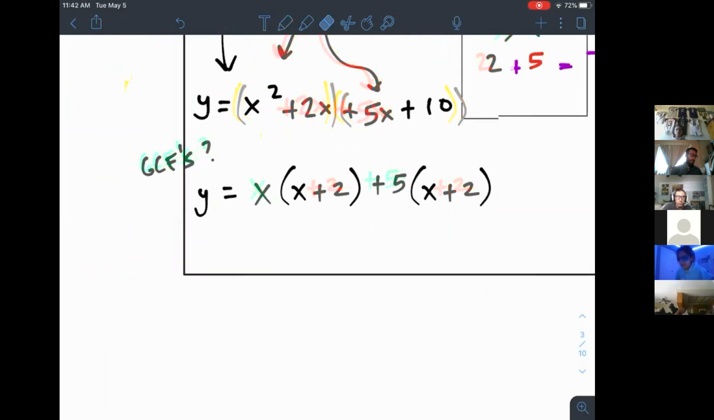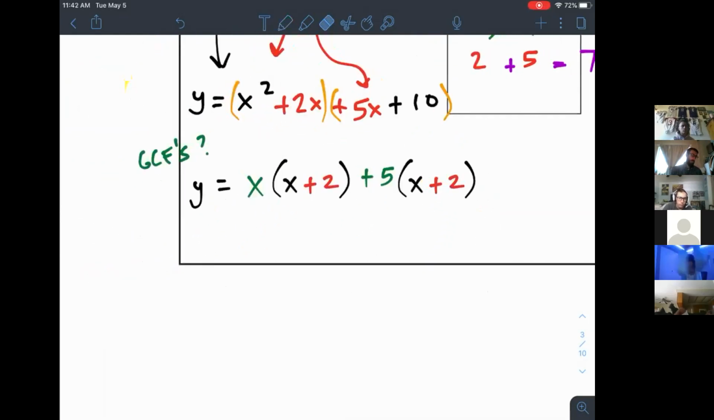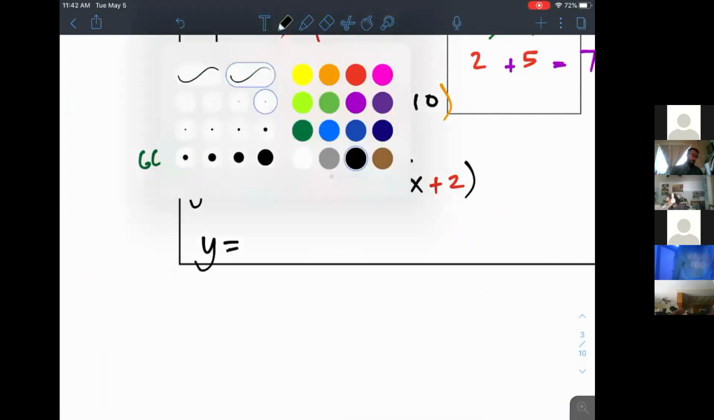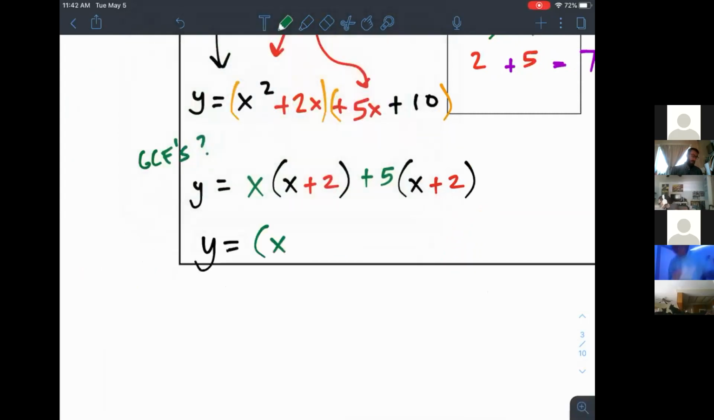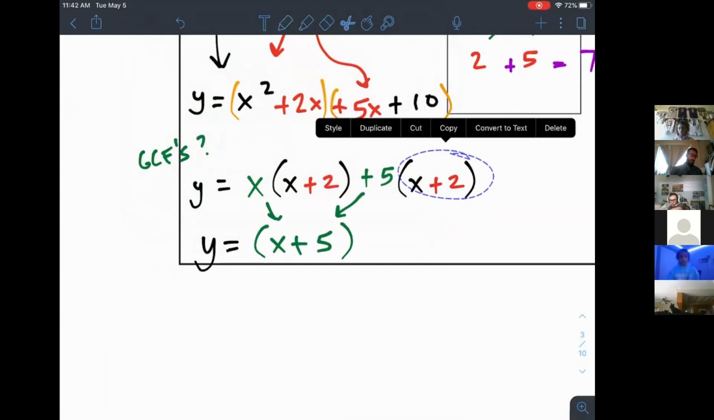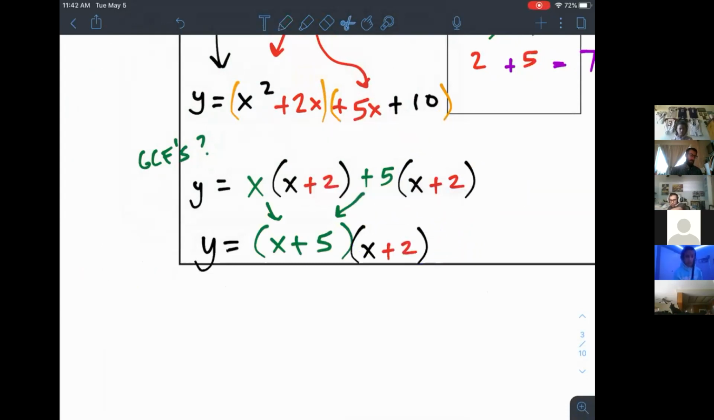5 is our GCF, which takes us to the final step. As I'm getting out of breath here, I'm going to do more cardio, I guess. I combine my GCFs, x and 5, my green things, and I multiply it by that same common parentheses, x plus 2. We call the day on that number.